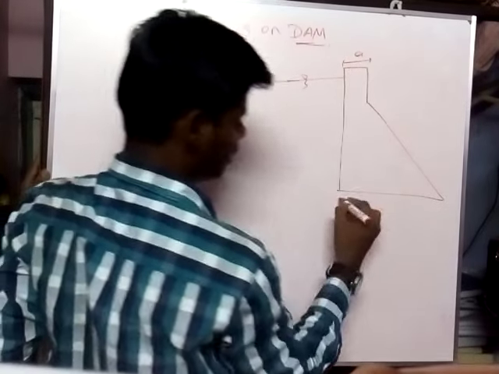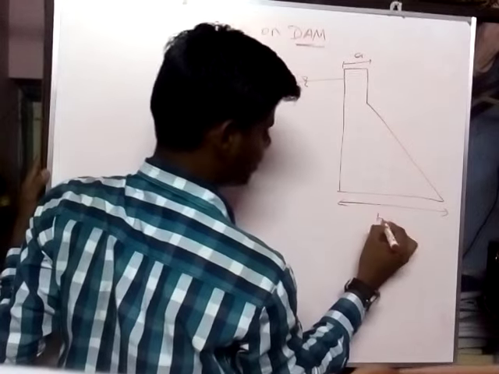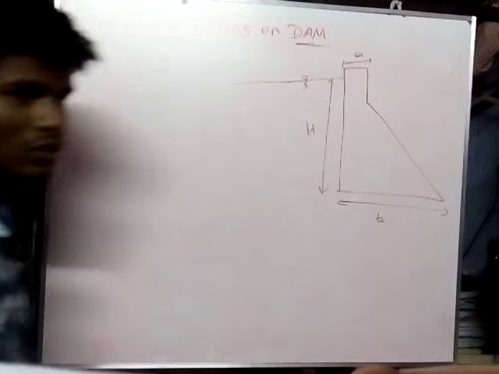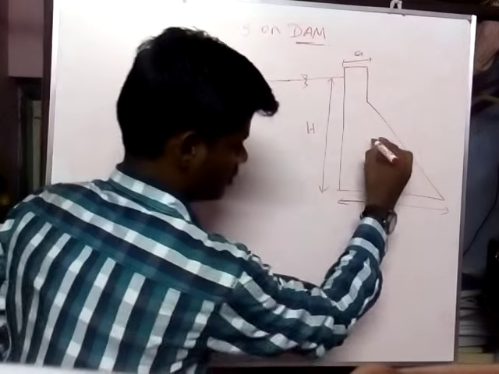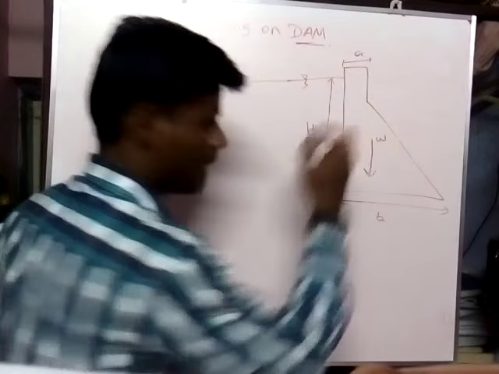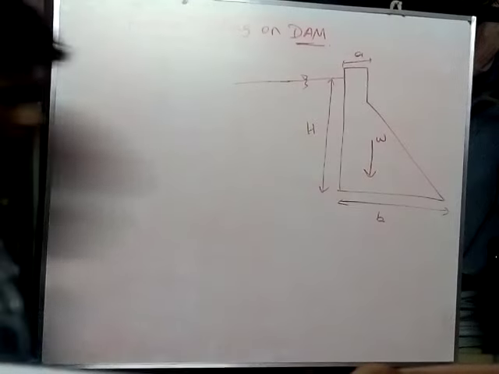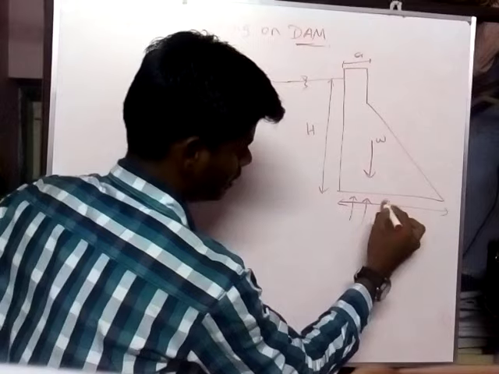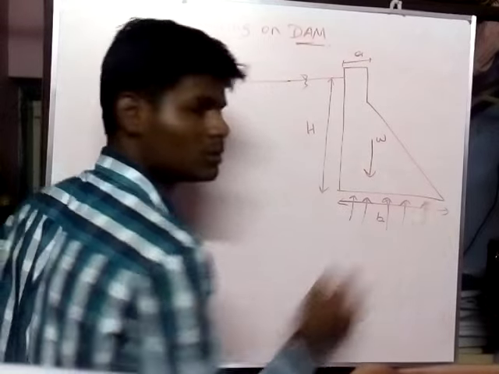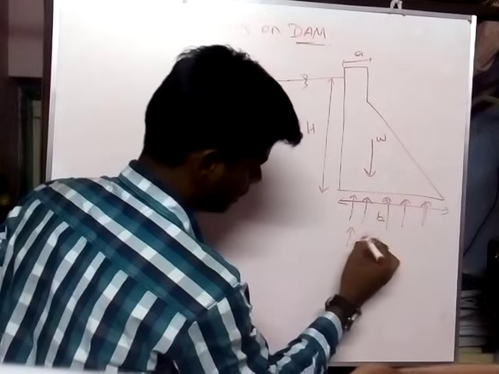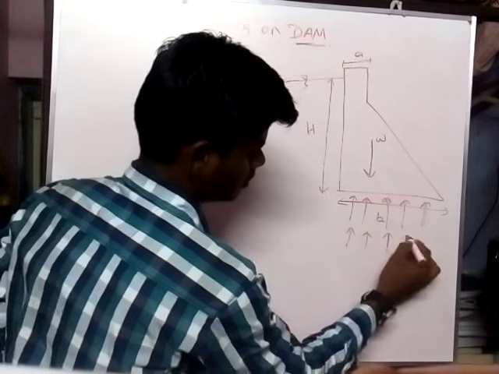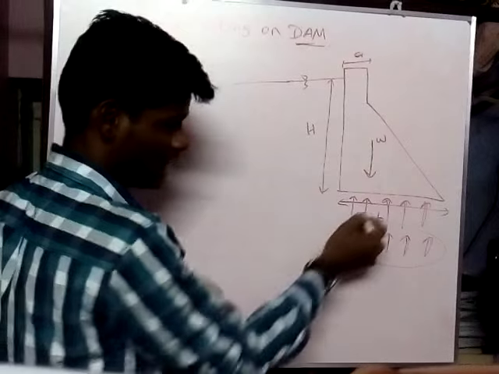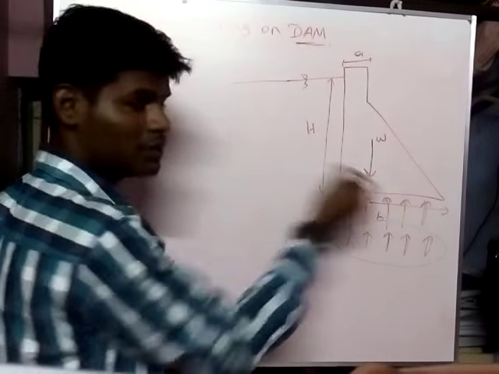This is the top width A. This is the base width B. This is height H. So what are the forces acting? Self weight of the dam W, upward soil pressure, and also uplift water pressure. This is an important one. Uplift water pressure, and also we have considered uplift soil pressure.